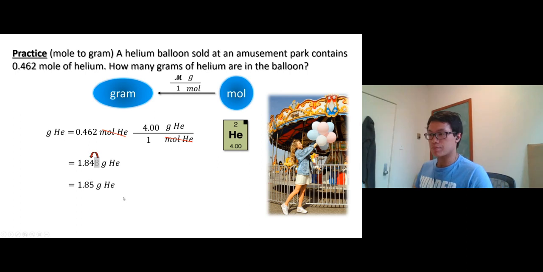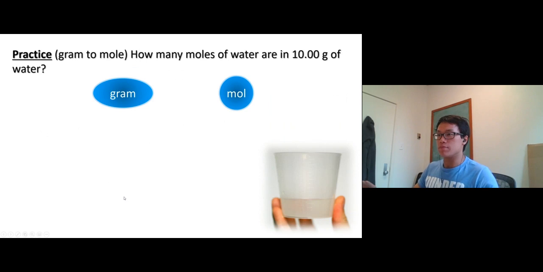All right, this one is your turn. So grams to moles. Pause the video and then check with me. How many moles of water are in 10 grams of water? So 10 grams, go back to moles. Basically, you just times a term that has grams at the bottom and moles at the top, so grams will cancel out.